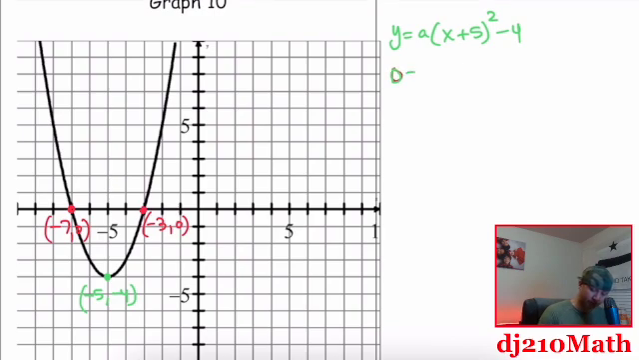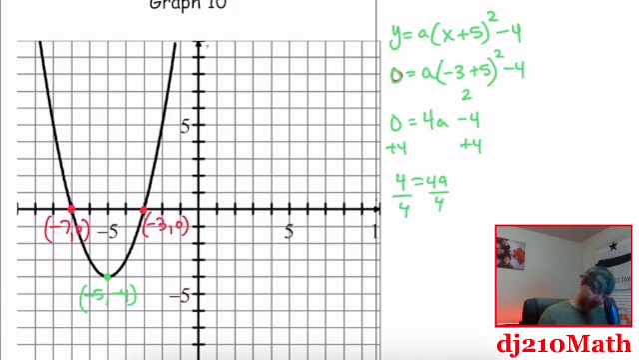So 0, use green, stay consistent. 0 is equal to a times x, which is -3, plus 5 squared minus 4. -3 plus 5 is 2. So 0 is equal to a times 2 squared minus 4, which is 4a minus 4. Plus 4, plus 4. 4 is equal to 4a. A is equal to 1.